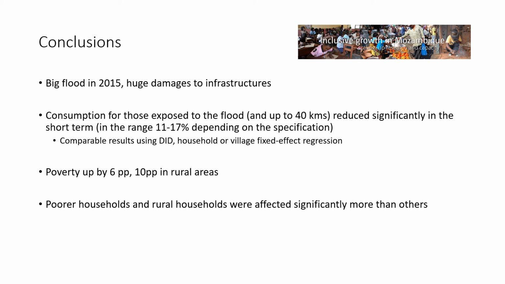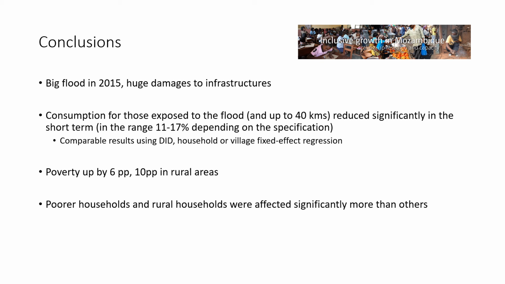So in terms of conclusions, we find that there was a big flood in 2015. This is not a finding, this is a fact, with huge damages to infrastructures. What we do find is that consumption for households exposed to the flood and up to 40 kilometers reduced significantly in the short term, in the range of 11 to 17%, depending on the specification.